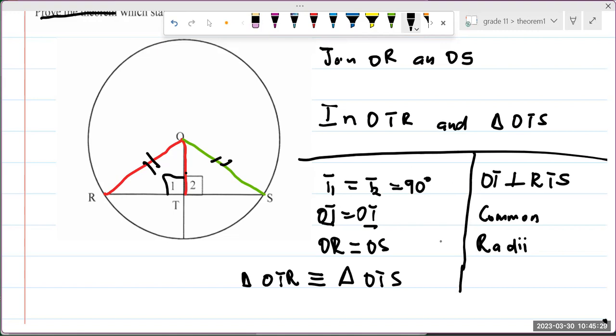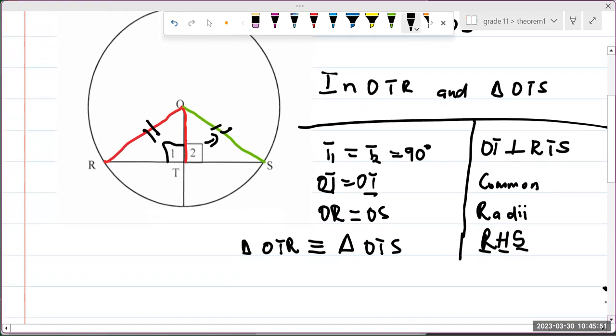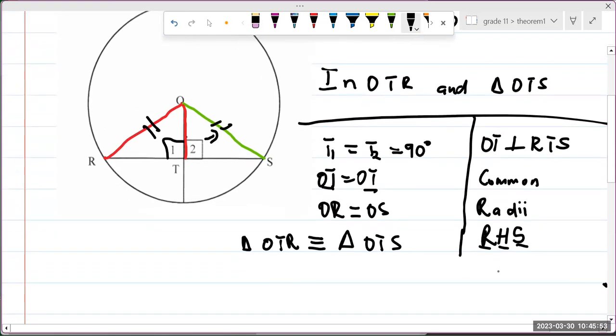Now, how did we prove this? We proved it by using a right angle, hypotenuse, and a side. So this is a hypotenuse. Remember, any side which is opposite 90 degrees, we call it a hypotenuse. So because we have a right angle, hypotenuse, and a side, you could have said you've used this one.